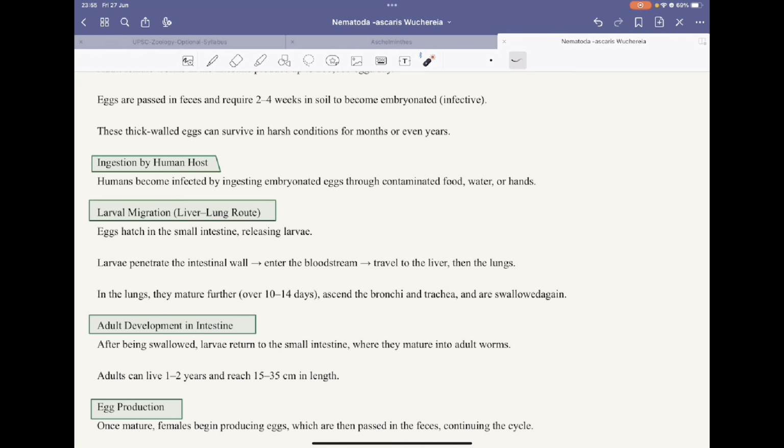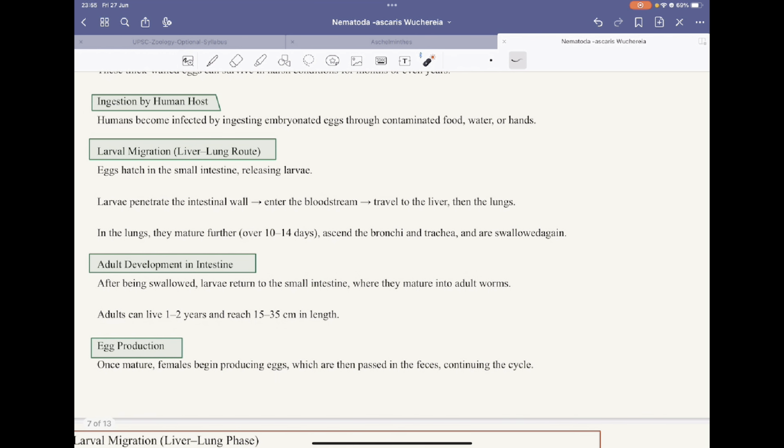After the transfer of these embryonated eggs, the eggs will hatch in the small intestine and release the larvae. After the release of the larvae, they will penetrate the intestinal wall and enter the bloodstream, and through that they will enter into the liver. After some days, they will enter into the lungs. From the lungs, they will mature for 10 to 14 days and ascend to the bronchi and trachea and are swallowed again.